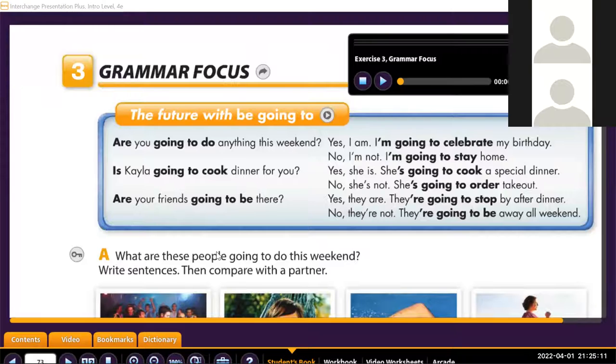Any other question? Teacher, how is the meaning of away? Away, lejos. Okay. Any other question? Ok, si no hay más preguntas, vamos a practicar una vez más.